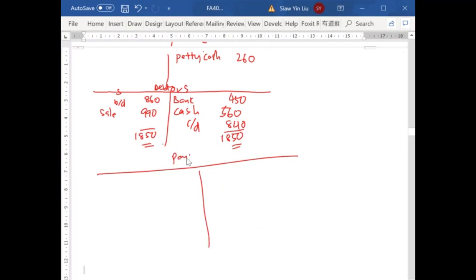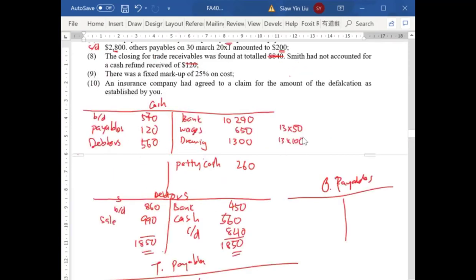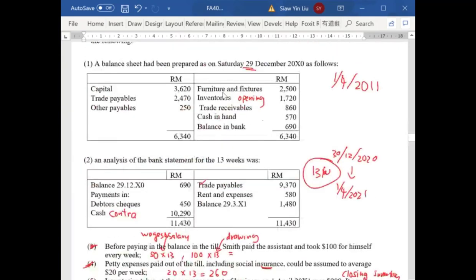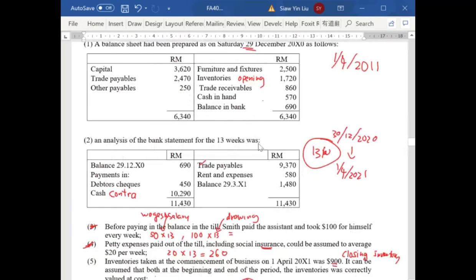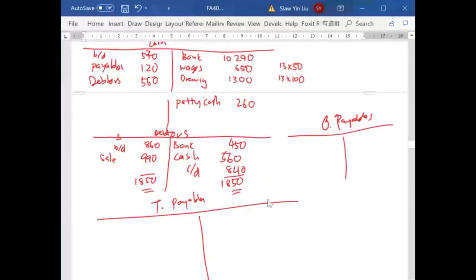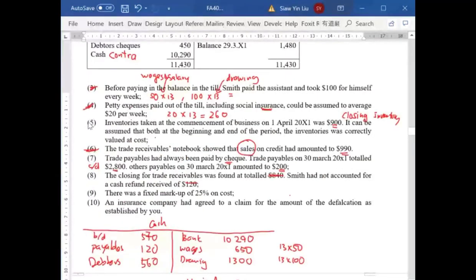So your payables, you have two payables accounts. I don't know whether you remember or not. You have trade payables and you have other payables. Trade payables opening. If you look at the question, opening here, you have payables 2470. Others is 250. So here you have 2470 BD, and here BD is 250. And then from the question, number two is done, this inventory has nothing to do with us yet.